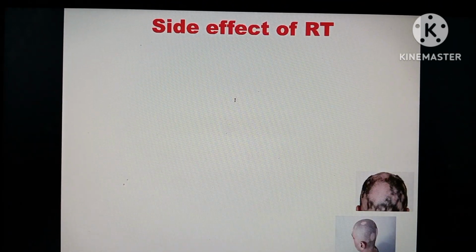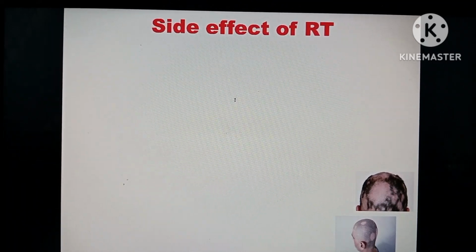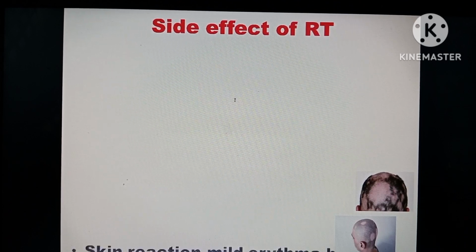Okay, what are the side effects of radiation therapy? It is very important. Every nurse should know the side effects of radiation therapy. So, when a client is posted for radiation therapy, it's part of a nurse's responsibility to prepare the client and to explain the side effects in a rational way in order to make them accept it.